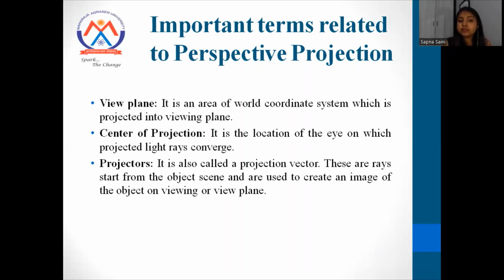Then what are projectors? A projector is basically the projection vector. Those rays that are converging, those rays are projectors. It is much similar to the projector we use as an output device. These are the rays that start from the object seen and are used to create an image of the object on the viewing or view plane.